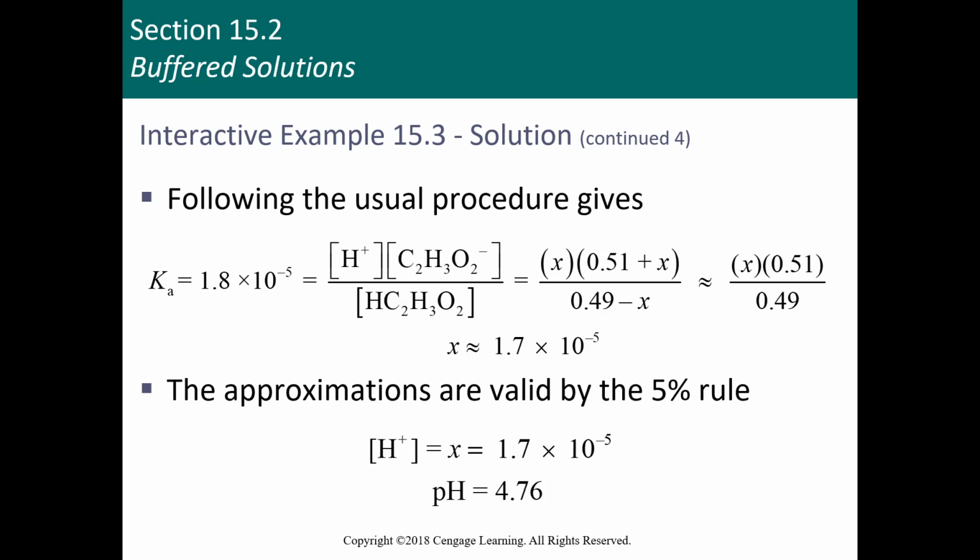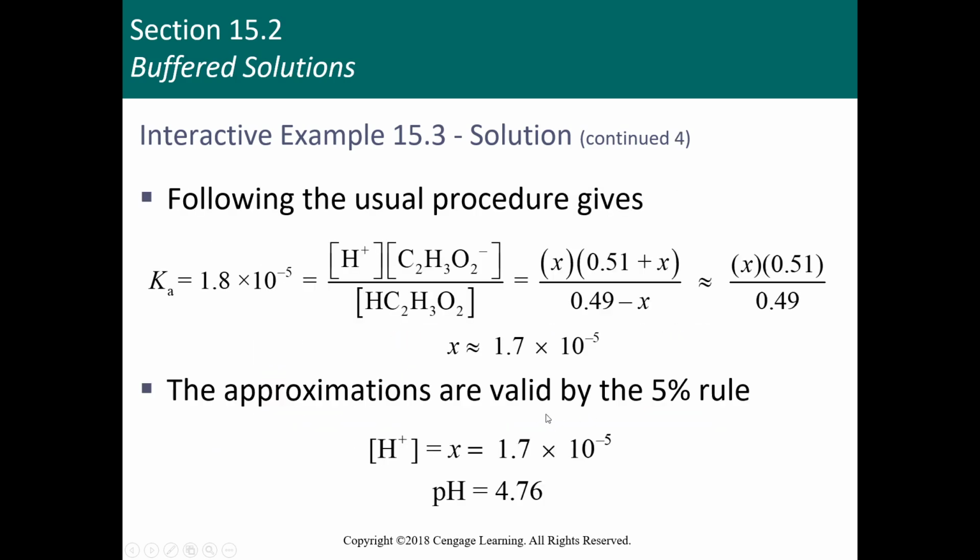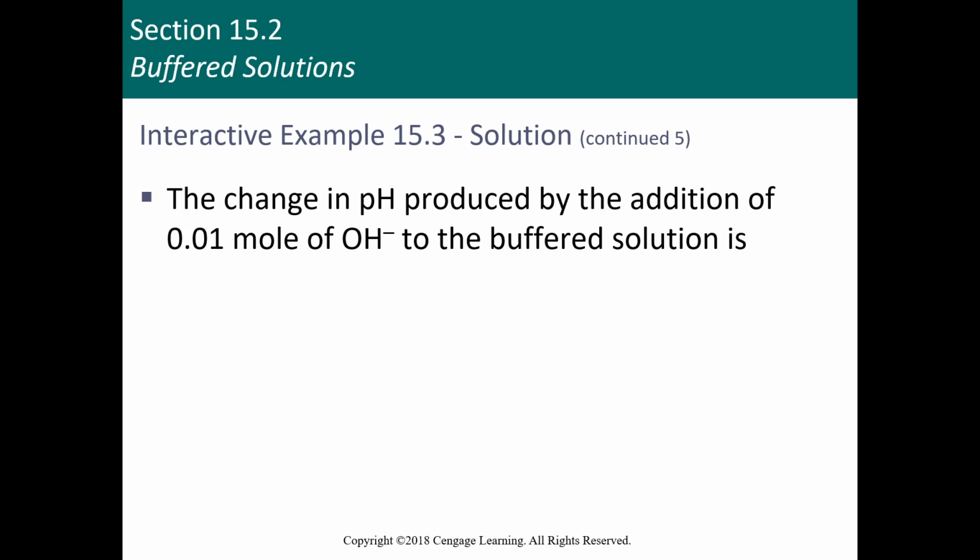Now, that value of x is going to be our concentration of H+, because that was what we set it as up here. See that? And so our concentration of H+ equals 1.7 times 10 to the negative 5. If we take the negative log of that, that's going to give us 4.76 for the pH.